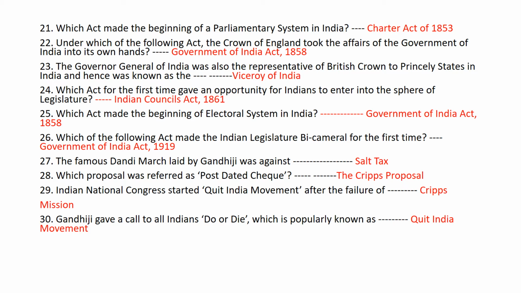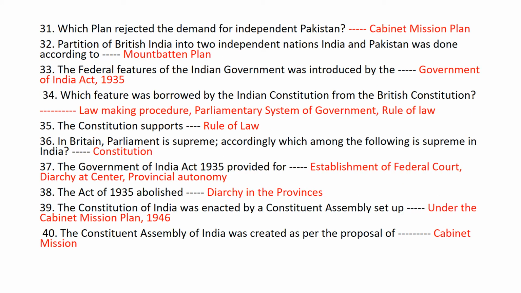Which proposal was referred to as the post-dated check? The Cripps Proposal. The Indian National Congress started Quit India movement after the failure of Cripps Mission. Gandhiji gave a call to all Indians, do or die, which is popularly known as Quit India movement. Which plan rejected the demand for independent Pakistan? Cabinet Mission Plan. Partition of British India into two independent nations, India and Pakistan, was done according to Mountbatten Plan. The federal features of the Indian government was introduced by the Government of India Act 1935.